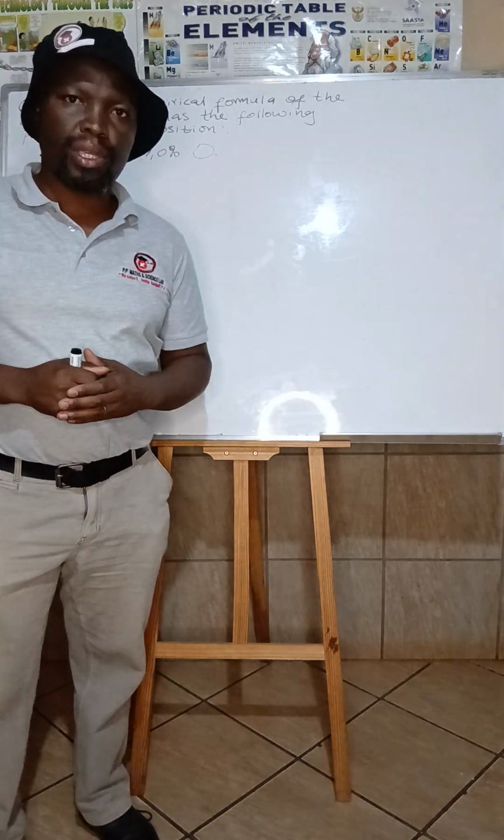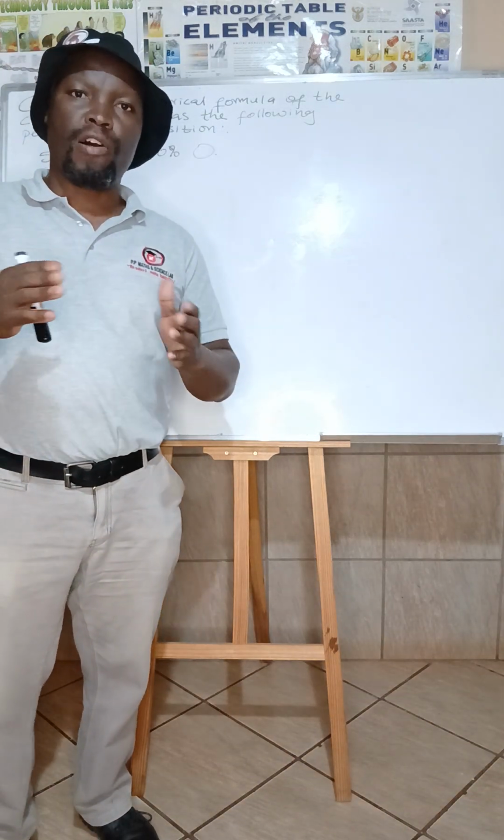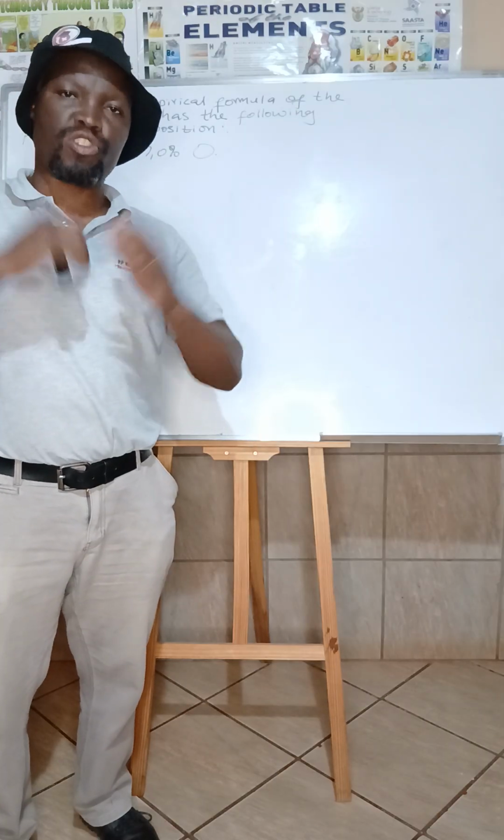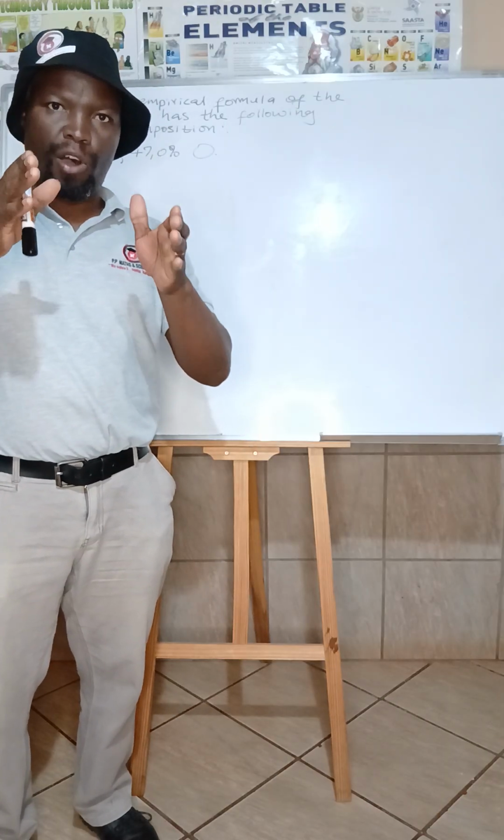Firstly, let us remind each other about what is meant by an empirical formula. In simple terms, the empirical formula of a chemical compound is the simplest whole number ratio of the atoms which form the compound.